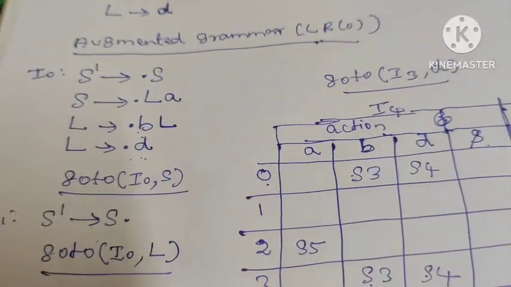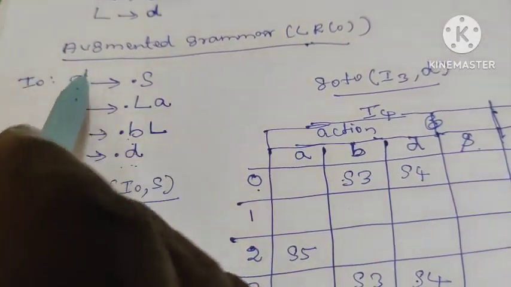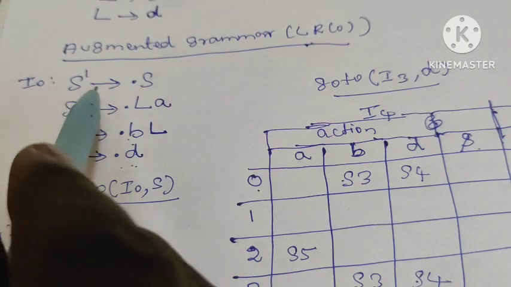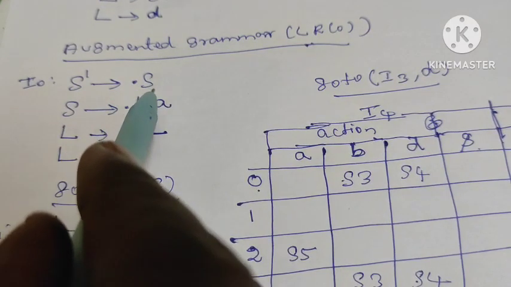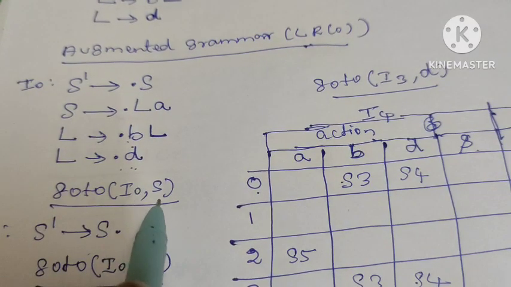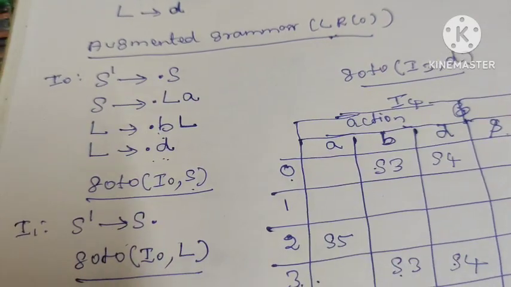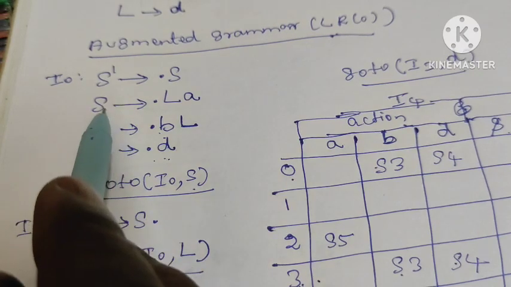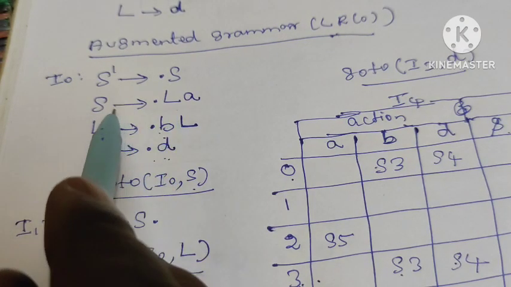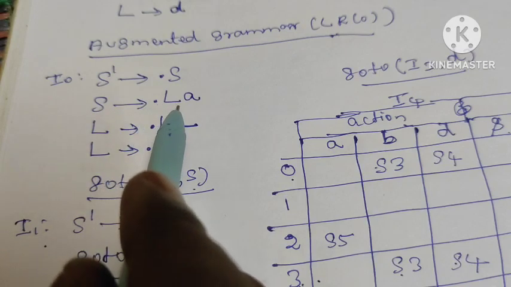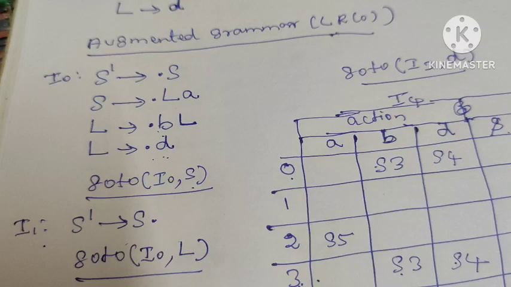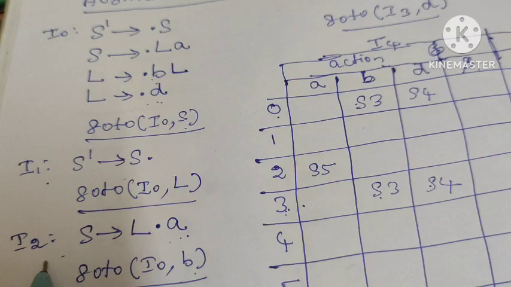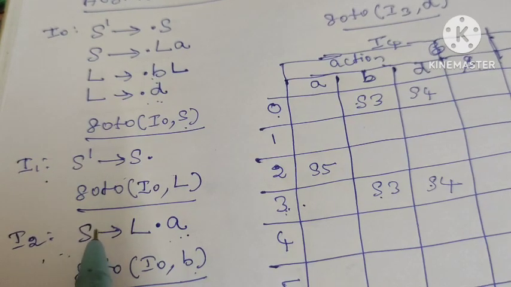Now once again you come to item set 0. See a dot before a non-terminal called S. So it is available in item set 0, isn't it? So go to of item set 0 comma S. Go to of item set 0 comma S produces I1. Then we have another dot before a non-terminal called L. So go to of item set 0 comma L. Now where it goes, go to of item set 0 comma L produces I2.